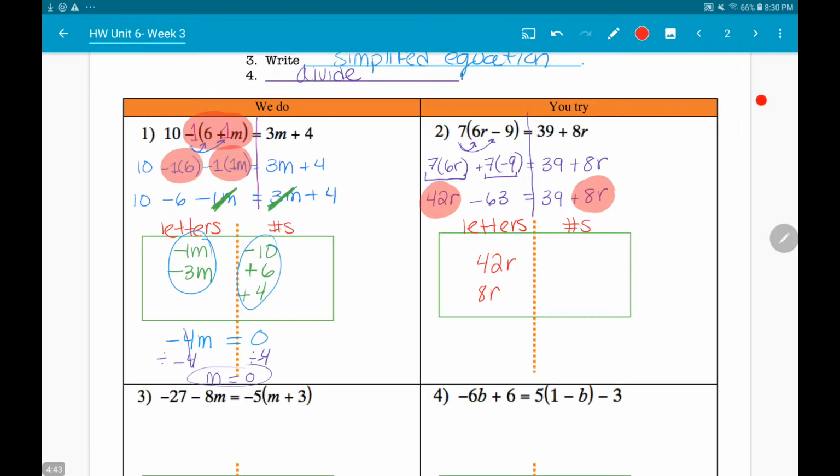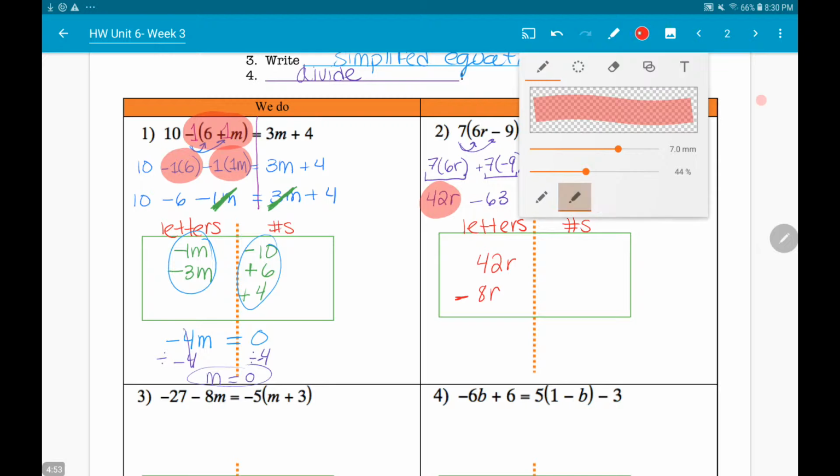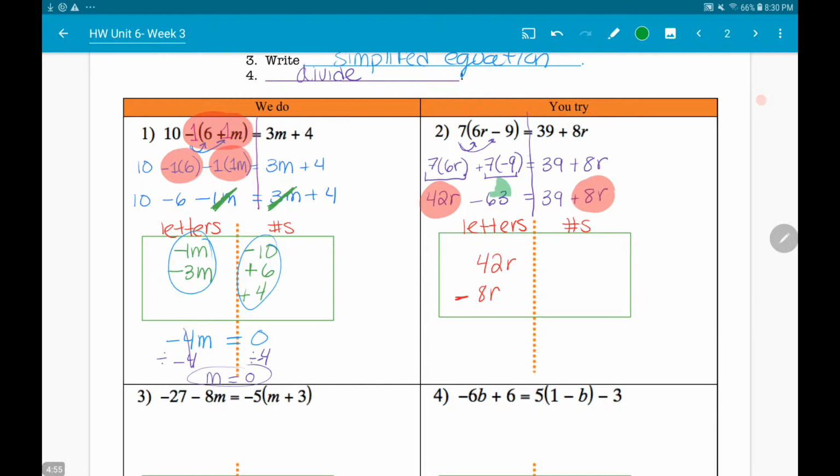Okay, did I cross the line? Yes, I crossed the line with my 8R. So I need to make it opposite. It was positive, now it's negative. Now I'm going to do the same thing with my numbers. Those are going to go on my right side. Negative 63 and positive 39. Did I cross over the line? Yes, my 63 came over, so I'm going to make that positive.